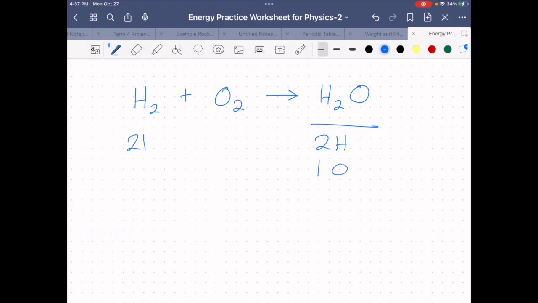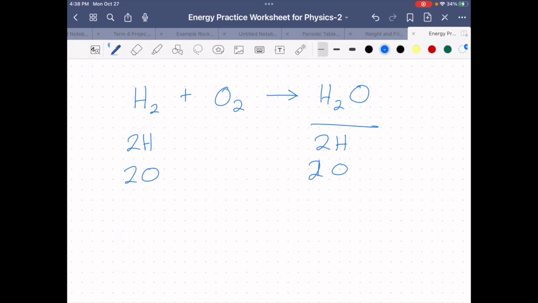Well, we have two hydrogens, so that's pretty nice. But we also have two oxygens. So you notice there's two oxygens here and only one oxygen here. In fact, let me write this in a different way so that we can see it together. This is two oxygens. So what we really need to do is have this balanced on both sides. In order to do that, we need to make this into two oxygens. Well, to make two oxygens, I have to put a 2 in the front.